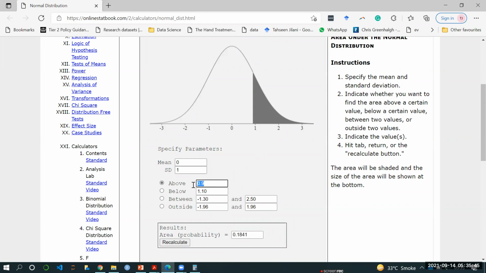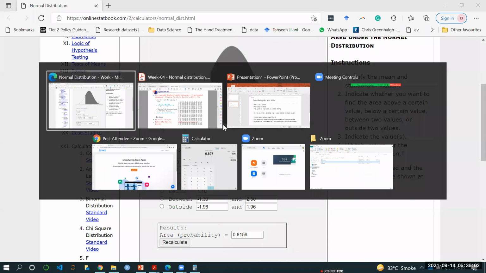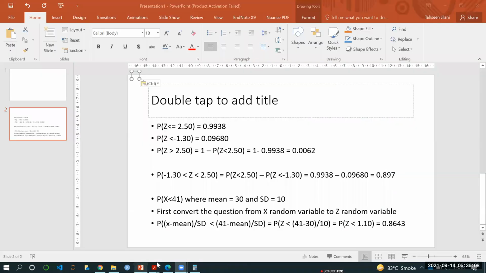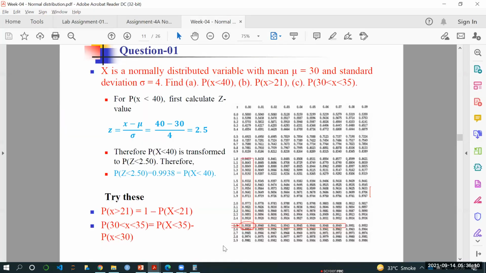Sorry, 1 minute. 21 minus 30 is minus 9. Minus 9 divided by 10 is minus 0.9, not 0.9. So this is the area from the minus value till this point. So this is a way to calculate probabilities either using this online calculator, or using the standard approach, which is by using the table.